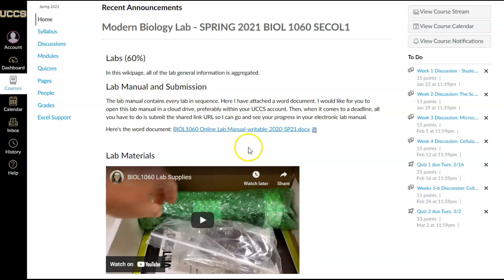The lab manual is right here on the homepage, and you're going to download this document and then place it in a cloud document somewhere like in your OneDrive or your Google Drive, and you're going to be able to just write your answers right into the manual. Whenever there's a deadline, you'll just send me a link to your manual, which will be the same link every time, so that I can see your progress. I can see how far you've gotten in the lab manual. So that's how we'll handle that.